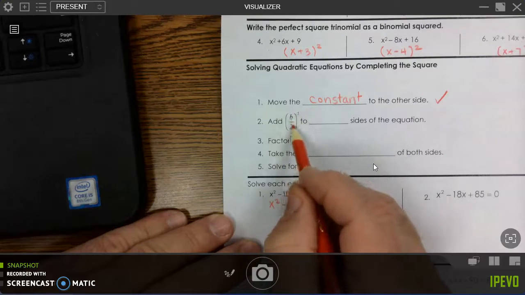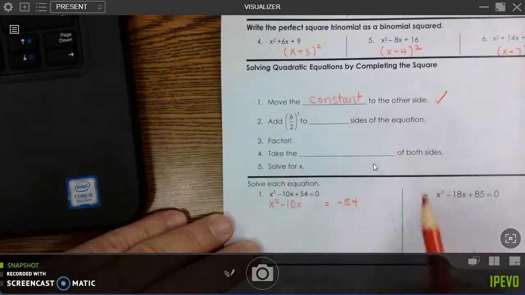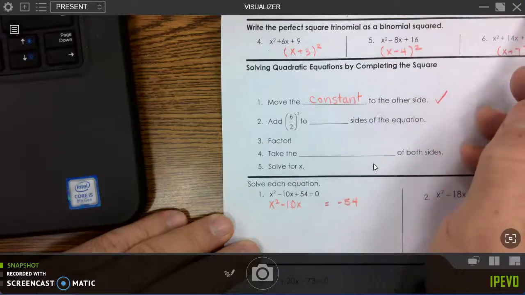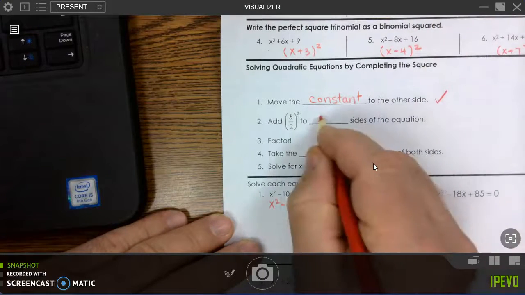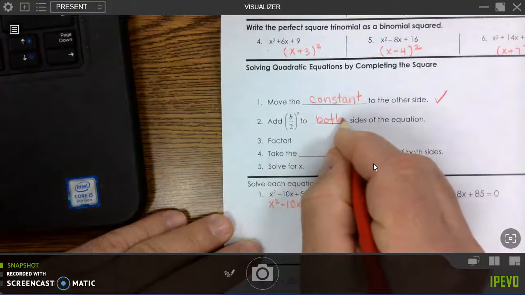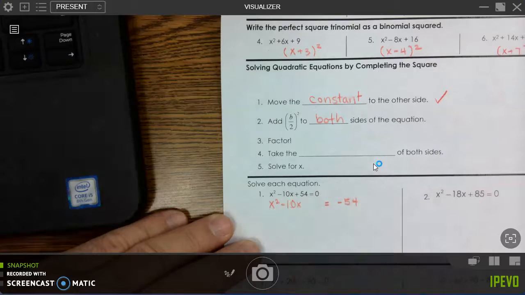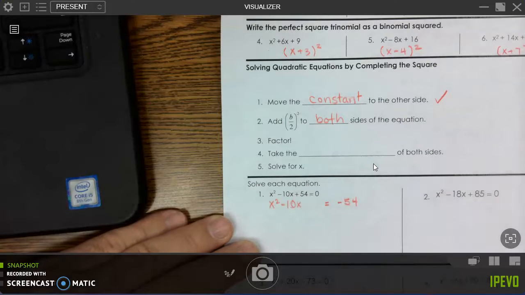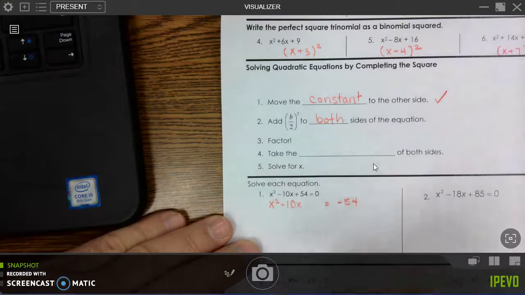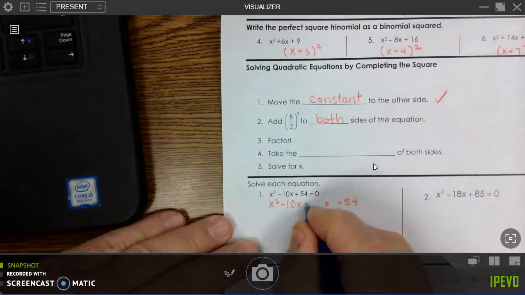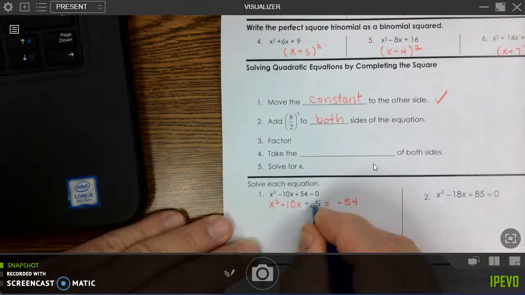That's half of b squared. That's the number that we filled in each time up here. Add it to both sides of the equation. Let's see how to do that. Half of negative 10 is negative 5. When I square it, I'm going to use a different color here, guys, because it's very important. When I square negative 5, I get positive 25.